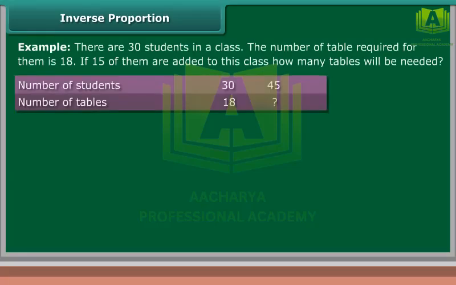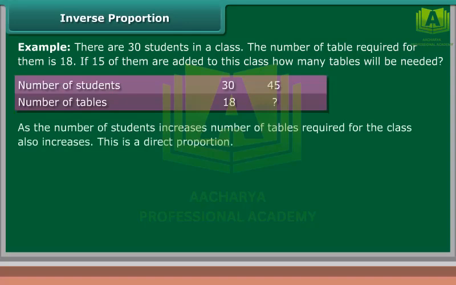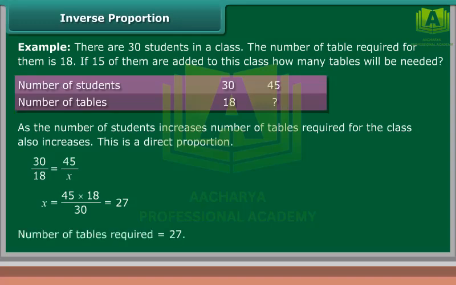Example: there are 30 students in a class. The number of tables required for them is 18. If 15 of them are added to this class, how many tables will be needed? As the number of students increases, the number of tables required for the class also increases. This is a direct proportion. 30 upon 18 is equal to 45 upon x. x is equal to 45 into 18 upon 30, which is equal to 27. Number of tables required is 27.